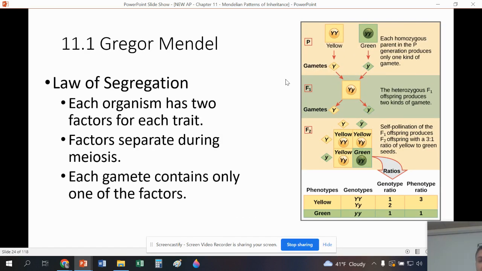Now, this is because these traits separate independently of each other. These alleles will separate during meiosis, and they're inherited independently of each other. And this is known as the law of segregation, where each gamete only can contain one of these factors, and they separate during meiosis.